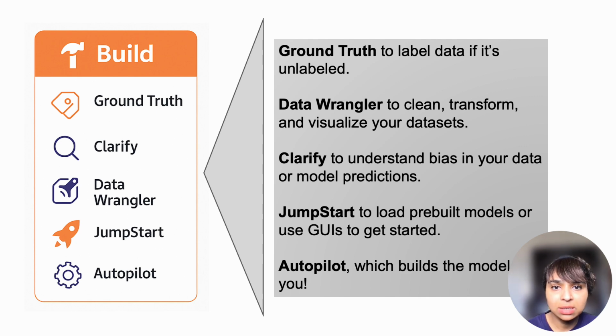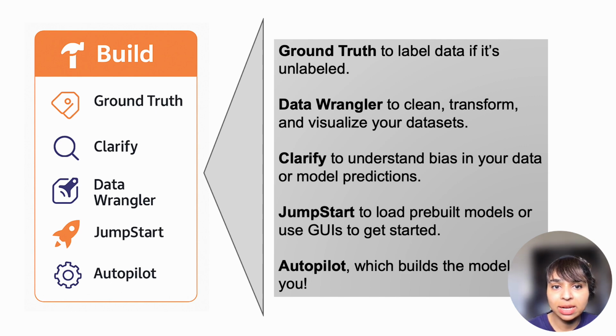If your data isn't labeled, and let's be honest, that's usually the case, Ground Truth helps you label it efficiently. You can use your own team or even Amazon's workforce. And the coolest part is, it suggests labels using machine learning, kind of like semi-automated annotation, right? So Ground Truth will help you label the data if the data is unlabeled.